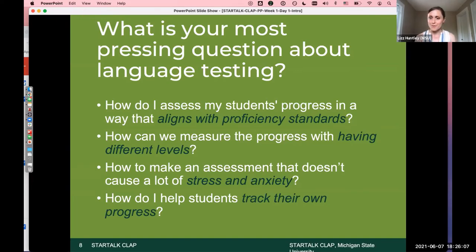A number of you brought up the fact that the testing can be really stressful and anxiety-inducing, and you want to know, how can you assess your students' language in a way that doesn't cause them to get their blood levels raising? And finally, a lot of you asked how you can help students track their own progress. So not just you as the teacher assessing where they are, but giving students the ability to see for themselves what kind of progress they're making in the language.